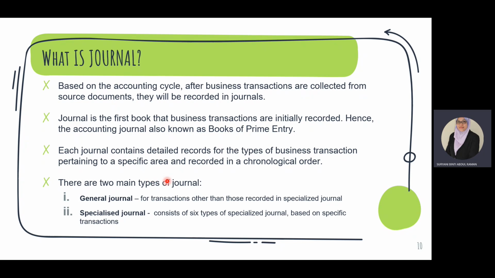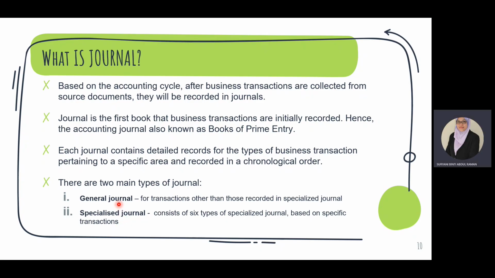There are two types of journal. First is the general journal and the other one is the specialized journal. The function of the general journal is to record transactions other than those recorded in the specialized journal. While the specialized journal consists of 6 types of specialized journal based on specific transactions.